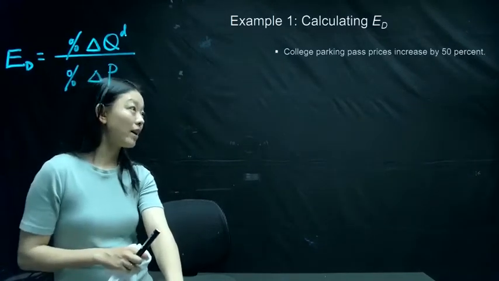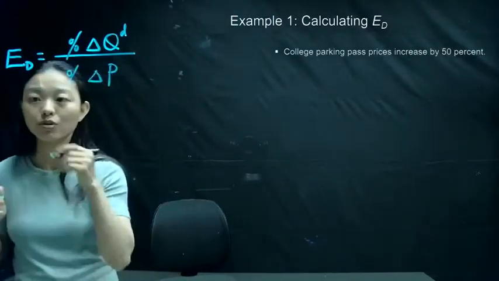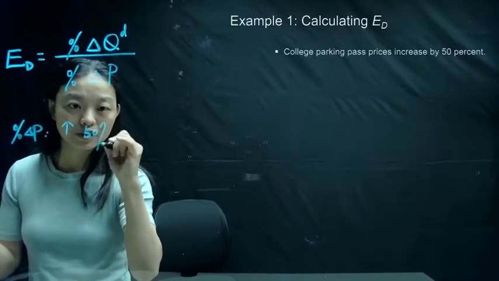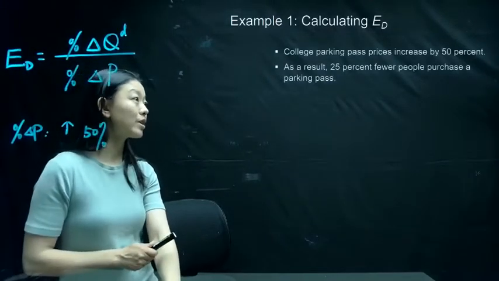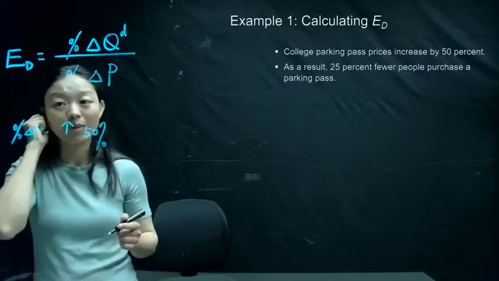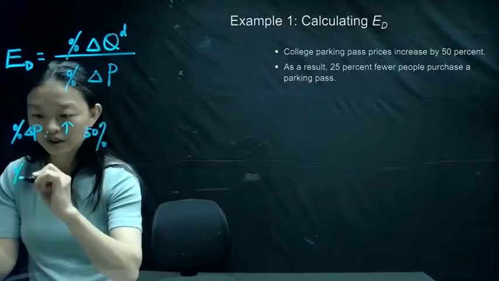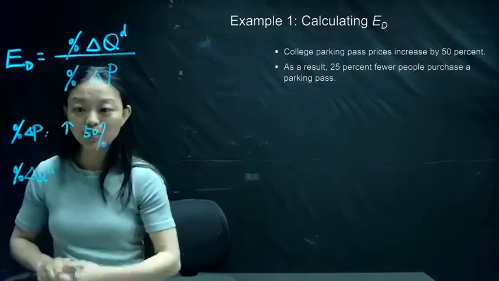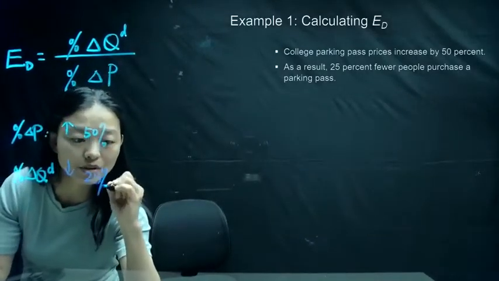The car parking pass price will increase by 50%. So from this sentence, it already told you the percentage change in price will be an increase of 50%. Okay? And as a result, 25% fewer people purchase a parking pass. So this sentence tells you the quantity demanded changes, right? The quantity demanded decreased by 25%. Okay?